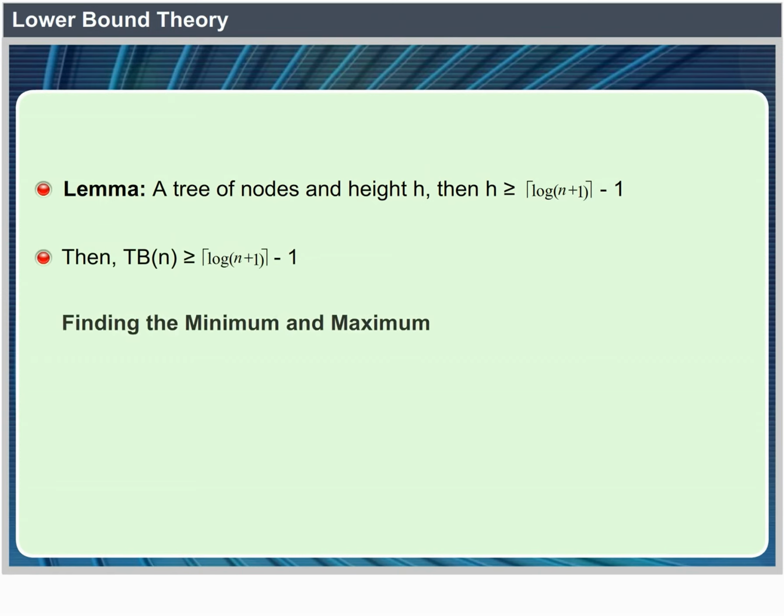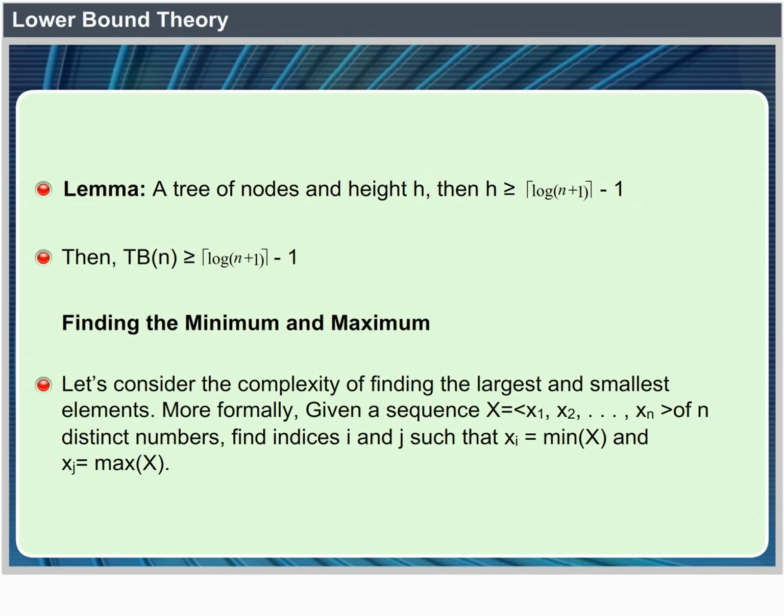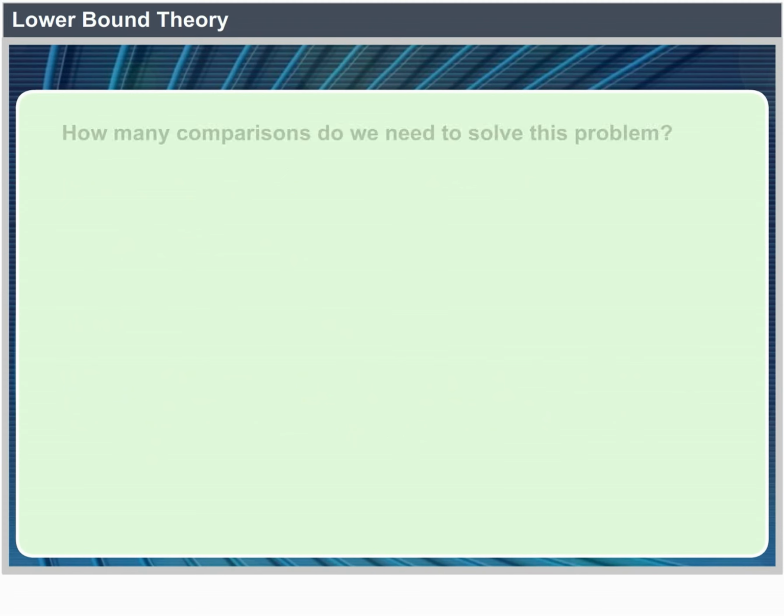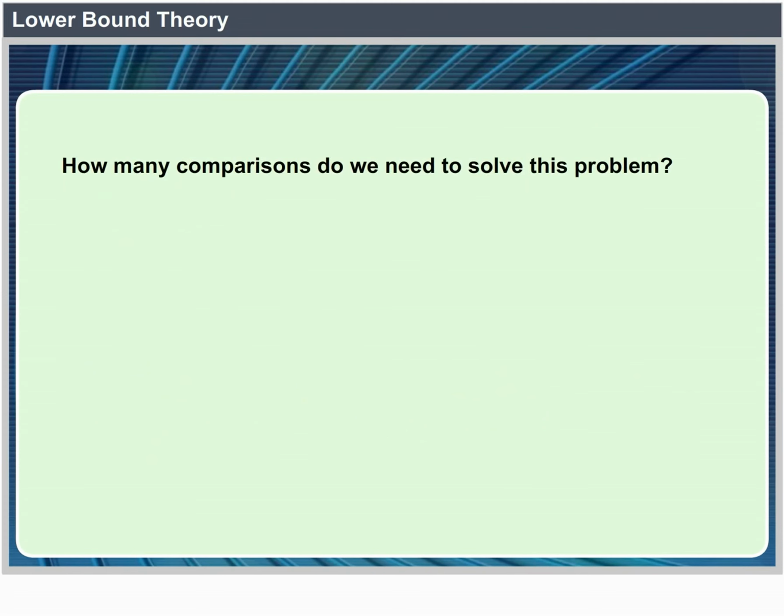Finding the minimum and maximum. Let us consider the complexity of finding the largest and smallest elements. More formally, given a sequence x equals x1 up to xn of n distinct numbers, find indices i and j such that xi equals min of x and xj equals max of x. How many comparisons do we need to solve this problem?